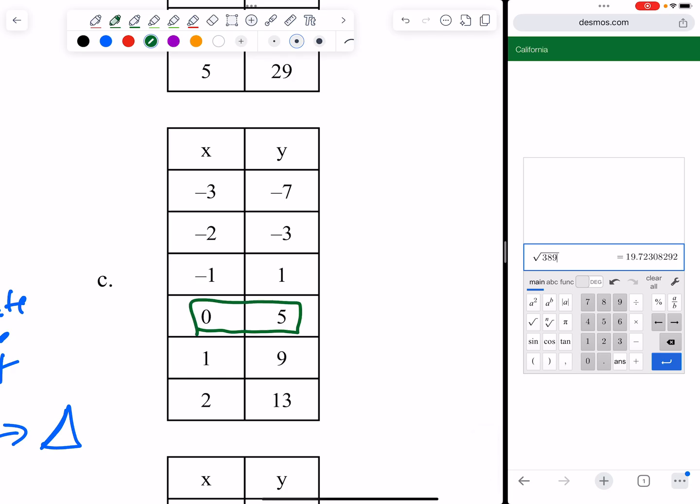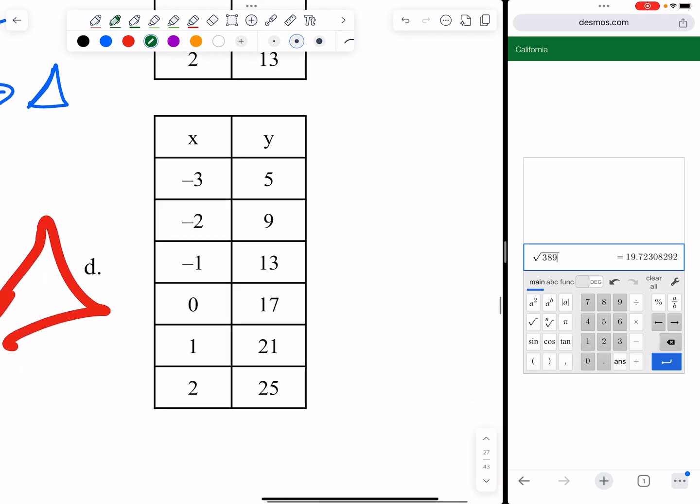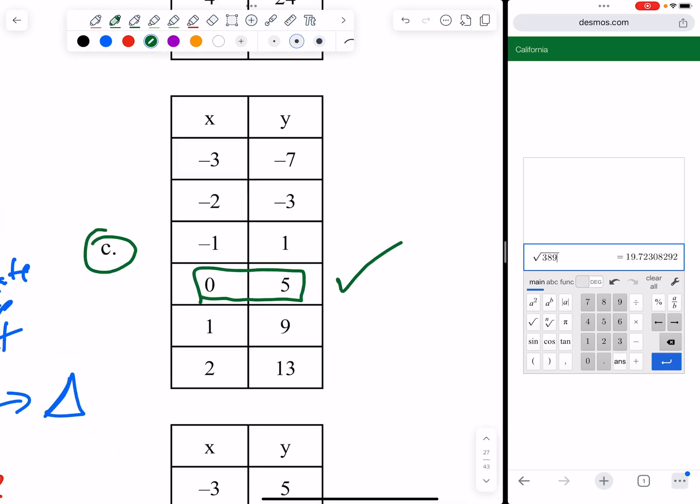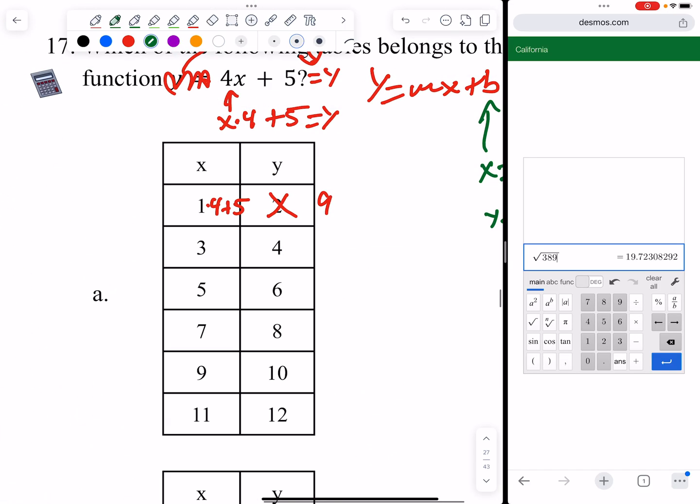0 and 5, it could be that one. And then 0 and 17, it can't be that one. So my only answer is C. Now you think about it, it could have been A, but if I don't use this method, and if I go backwards, notice I'm going, oh, minus 2, minus 2, minus 2. So this one is minus 2, minus 2, minus 2.